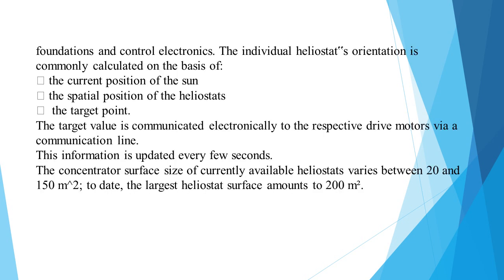Foundations and control electronics. The individual heliostat's orientation is commonly calculated on the basis of the current position of the sun, the spatial position of the heliostat, and the target point. The target value is communicated electronically to the respective drive motors via a communication line. This information is updated every few seconds. The concentrated surface size of currently available heliostats varies between 20 and 150 square meters to date. The largest heliostat surface amounts to 200 square meters.